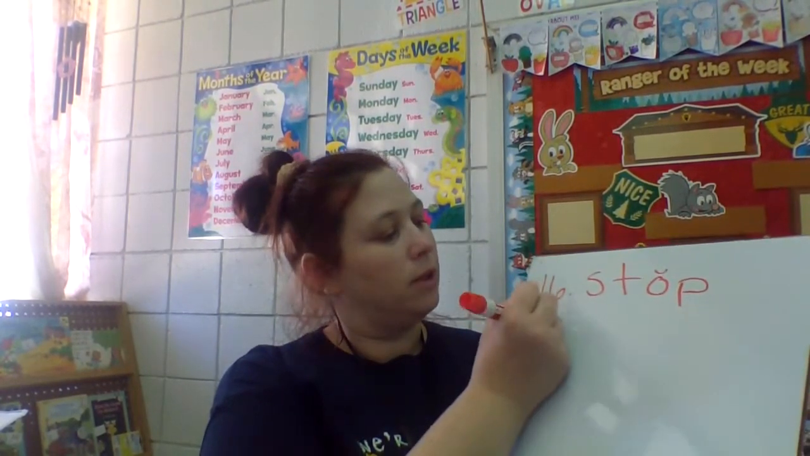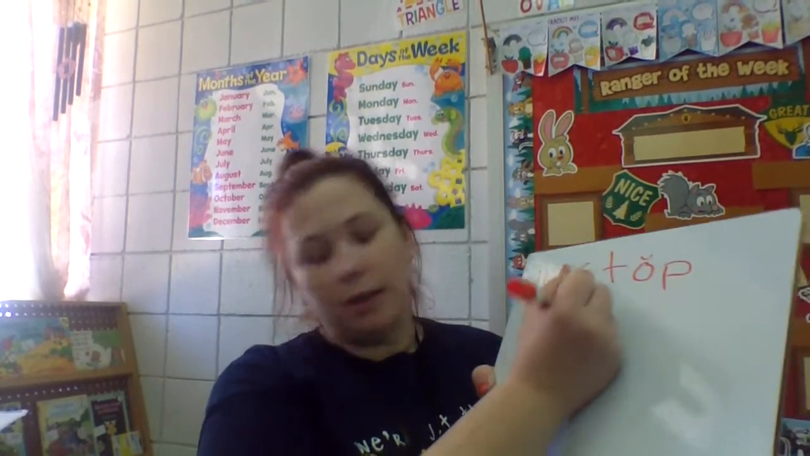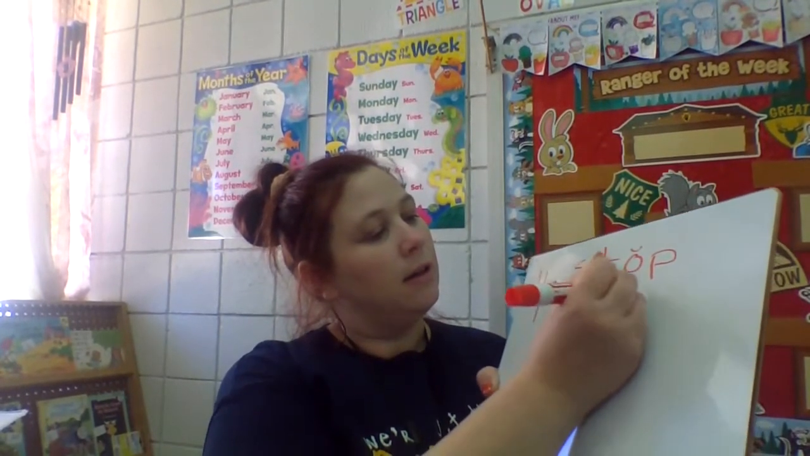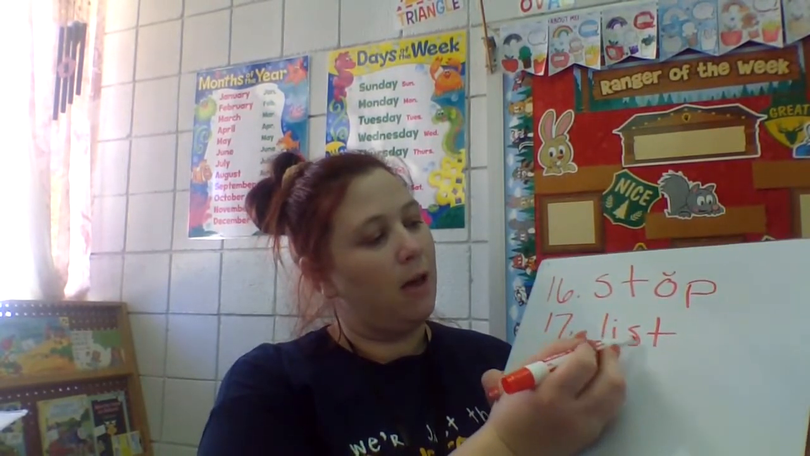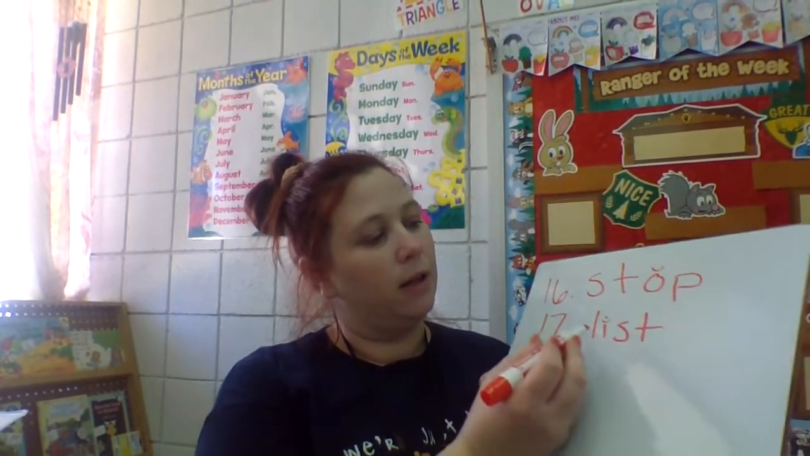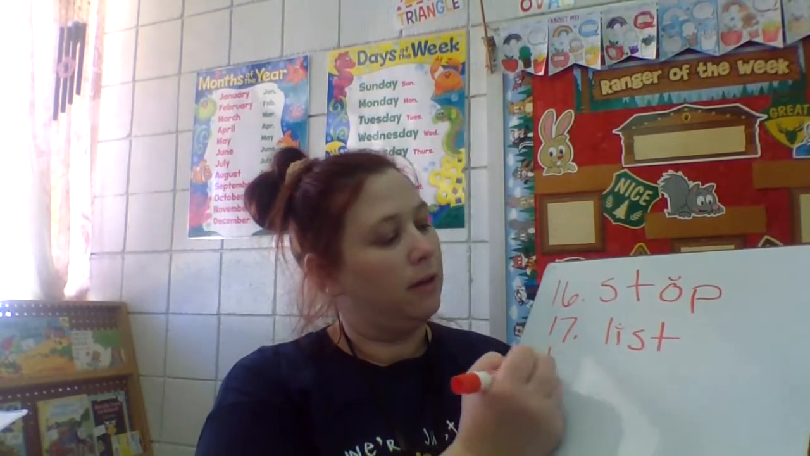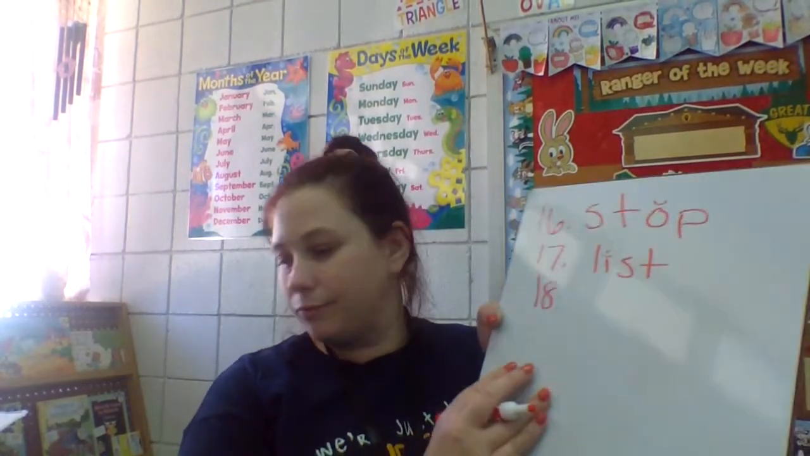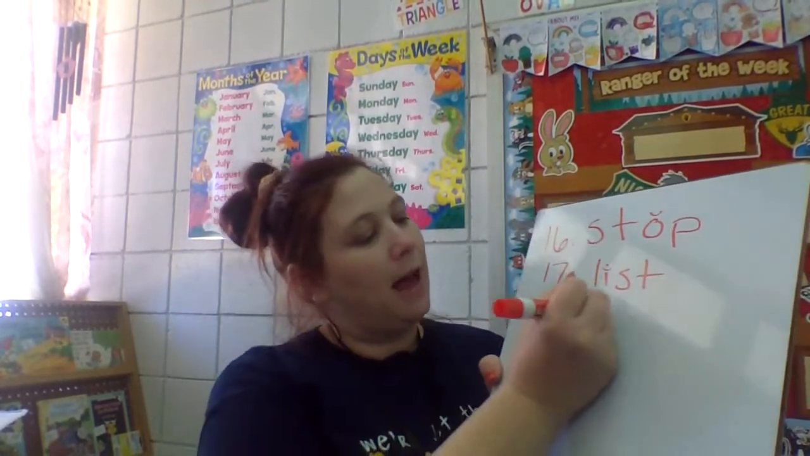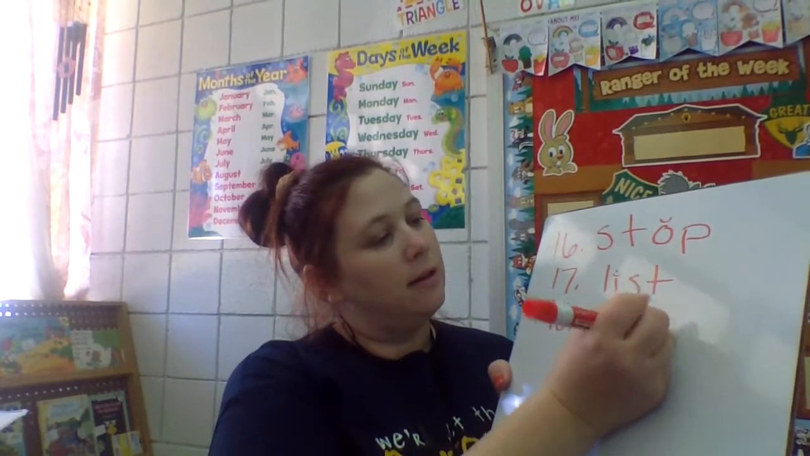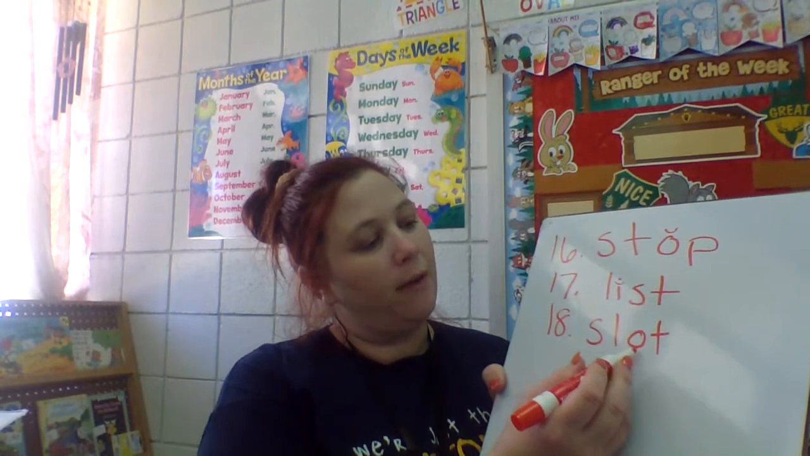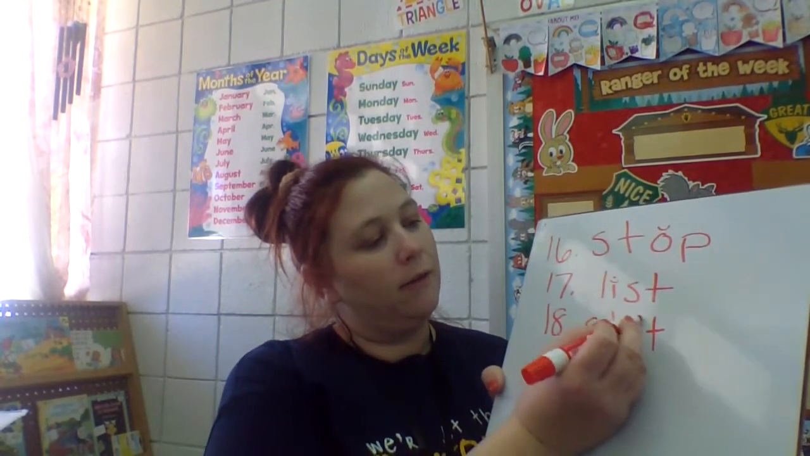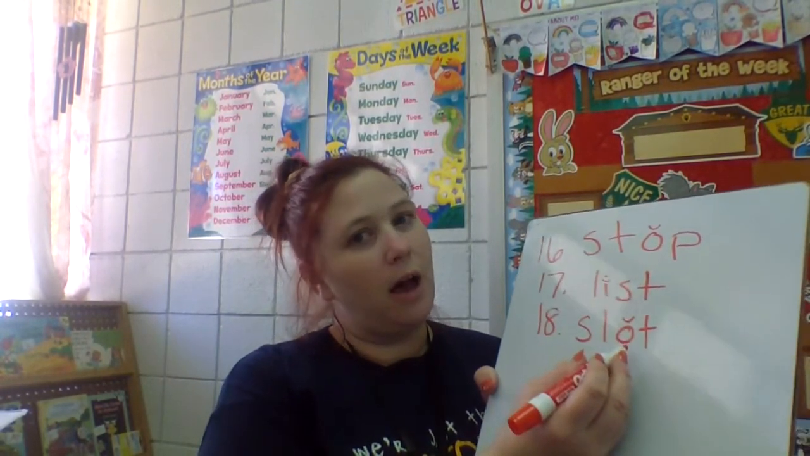Stop. Number 17, list. Again, we have our blend. It doesn't need anything. But we have vowel, consonant, and it's going to get a breve. List. Number 18. Slot. See, we have another blend, SL, and then we have vowel, consonant, and the vowel gets a breve. Slot.